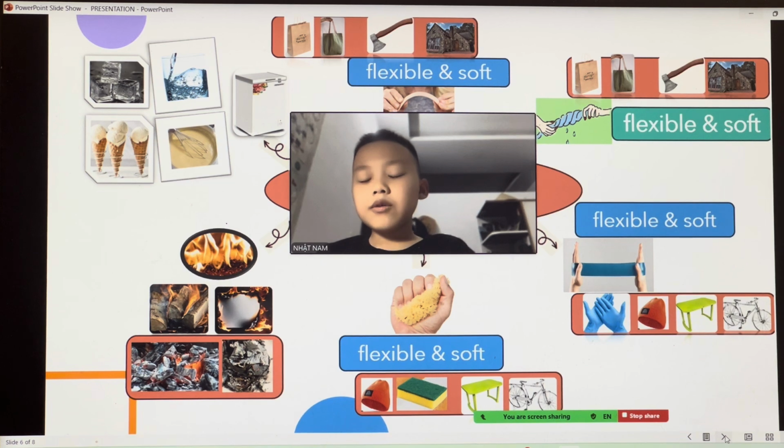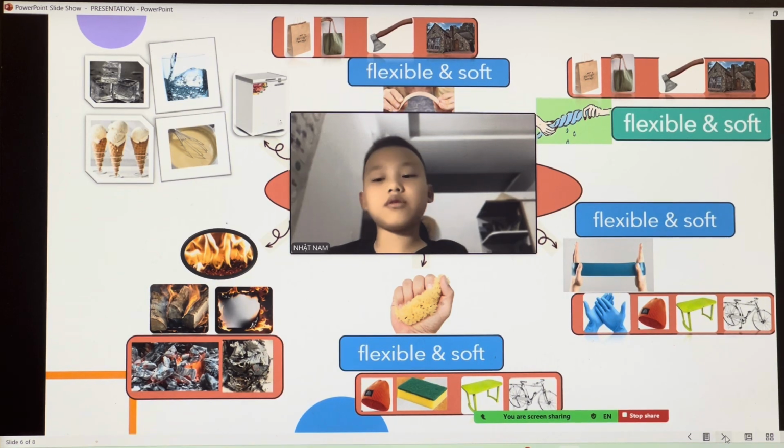Second, we can twist some flexible and soft material, for example, the paper bag and the fabric bag. But we cannot twist some material, for example, the axe and the house. Why can we not twist the axe and the house? Because the axe and the house are made of rigid and hard material.